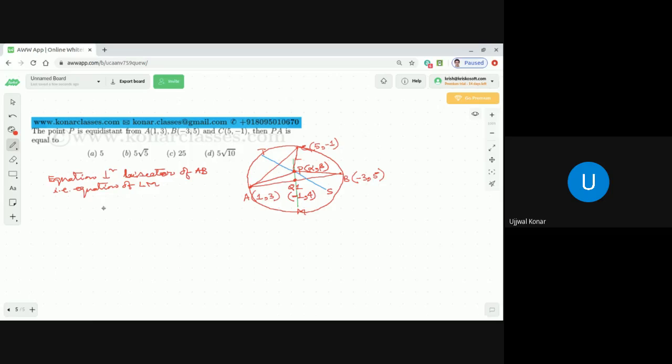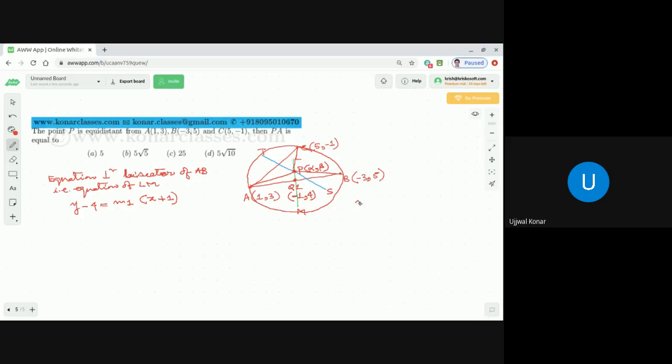So how to find the equation of LM? The equation of LM should be y minus 4 is equal to m1 into (x minus (minus 1)), that is x plus 1. Now how to find m1? The slope m1 of the line LM, the perpendicular bisector of AB, will be perpendicular to AB. So if we find the slope of AB and multiply it with m1, that should be equal to minus 1, as you know, the product of the slopes of two perpendicular lines is minus 1.